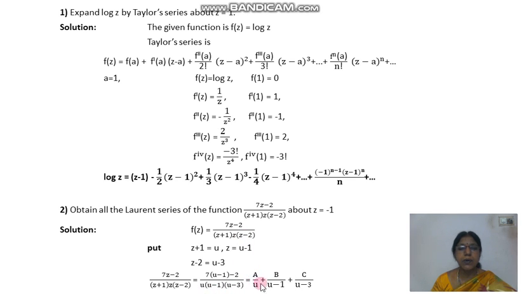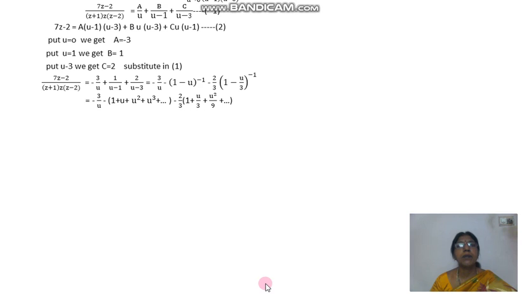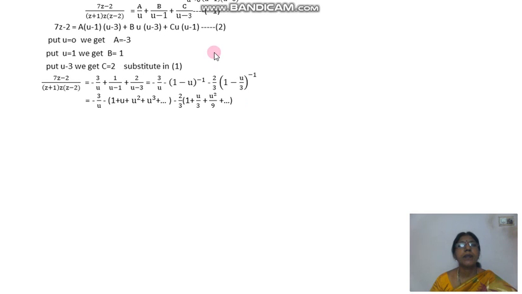This is A by u plus B by u minus 1 plus C by u minus 3. Finally we have this one is equal to this one. We are going to find the A, B, C values. Now you see, here it can be written as 7z minus 2 by z plus 1 into z minus 2 is equal to A by u plus B by u minus 1 plus C by u minus 3. Let that be equation 1.